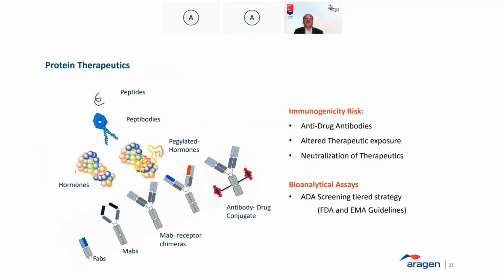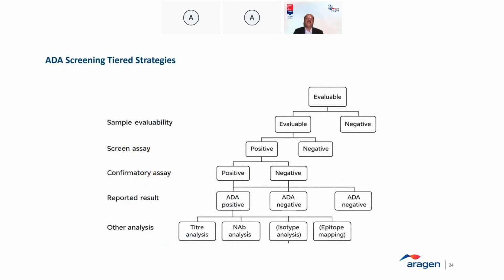The most critical immunogenicity risk is generation of anti-drug antibodies, which can alter the therapeutic exposure and neutralize the therapeutics. The classical assay that is recommended by both FDA and EMA is the ADA screening tiered strategy. Now, this is used throughout for all biotherapeutics, and I'm going to walk you through additional assays that we use with each class of biotherapeutic. To begin with, I'll just describe what an ADA screening tiered strategy is. In this strategy, you first establish a screening cut point using 50 drug-naive patients, multiple runs, that is almost 6 runs.